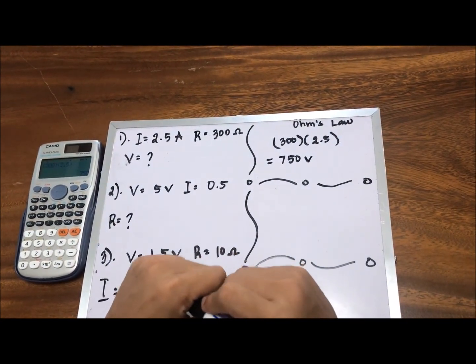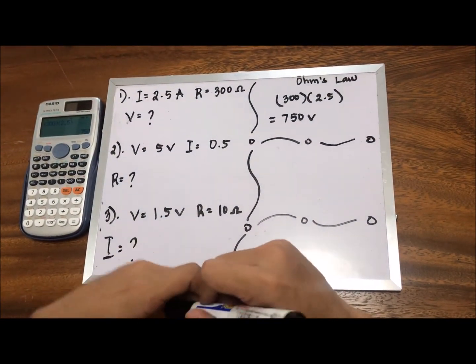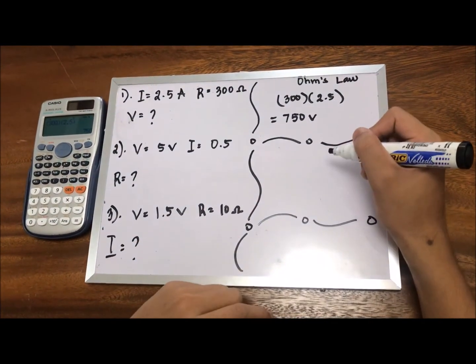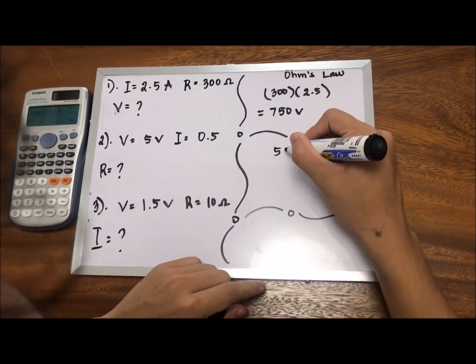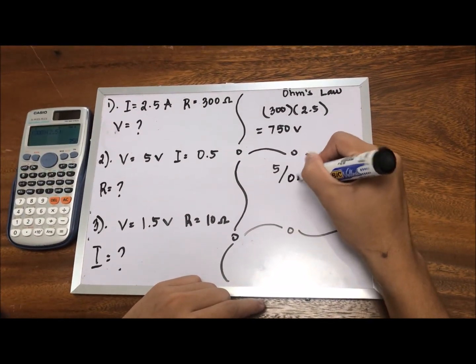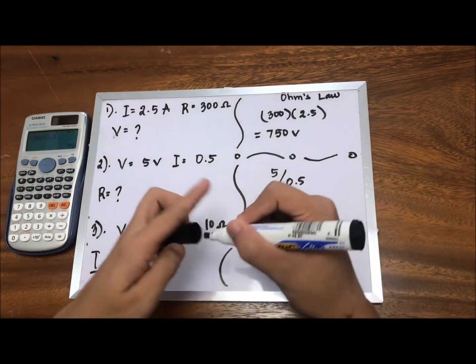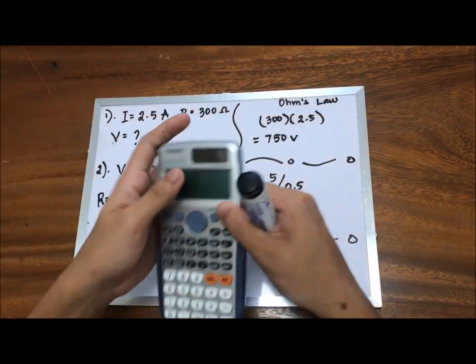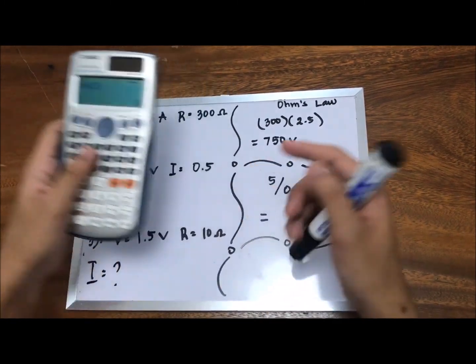Next up, we are given voltage, which is equal to 5 volts, and I, which is the current, which is 0.5 amperes. If we were to get the resistance, we just have to derive the equation to get R equals V over I, which is 5 over 0.5, which is equal to 10 ohms.